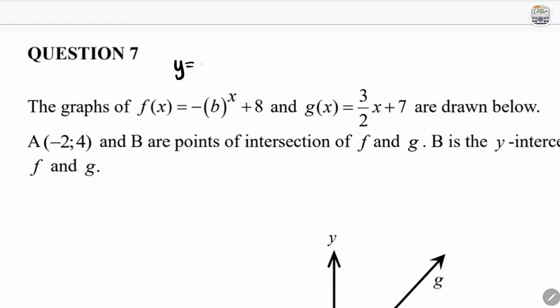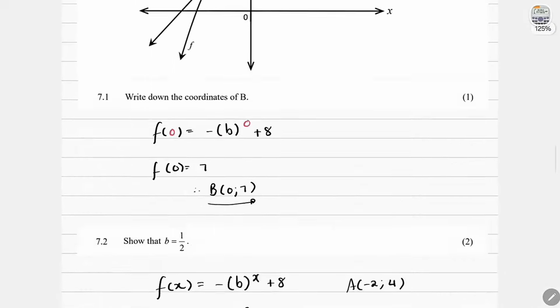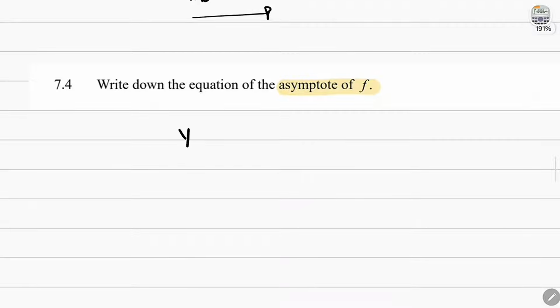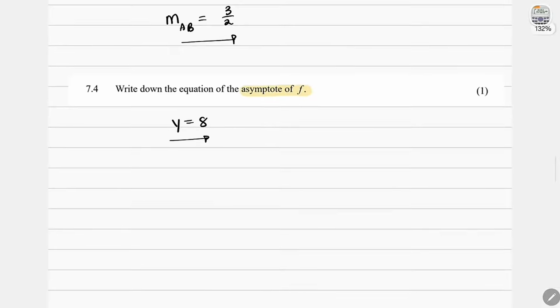So it's an exponential function in the form of a multiplied by b raised to the power of x minus p plus q. And plus q would be your horizontal asymptote. So we can see that it is 8, and it's a horizontal line. So it starts with y is equal to, so y is equal to 8, and that is our answer. Moving on to the next question.